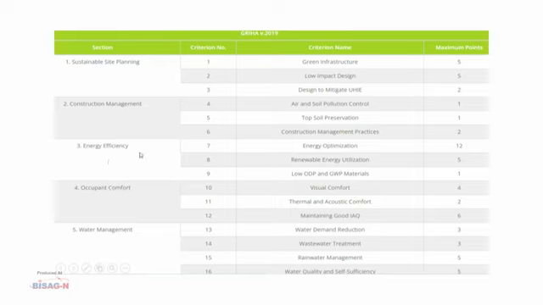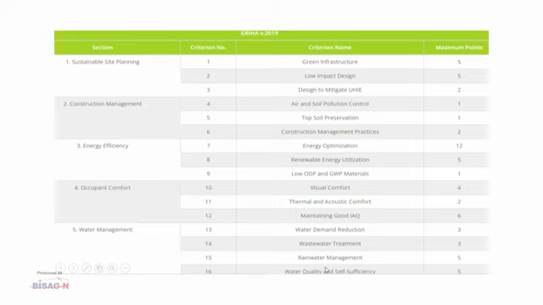Then we have energy efficiency. Here in energy optimization we can achieve up to 12 points. Renewable energy utilization, 5 points. Then low ODP and GWP materials. GWP means global warming potential, and ODP means ozone depleting potential. So we have to use low ODP and GWP materials, and in that we can achieve 1 point. Then visual comfort, thermal and acoustic comfort, 2 points. Maintenance and good indoor air quality, 6 points. Water demand reduction, wastewater treatment, rainwater management, water quality and self-sufficiency, 5 points.